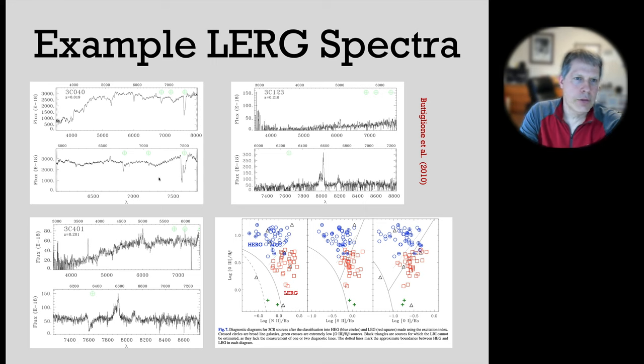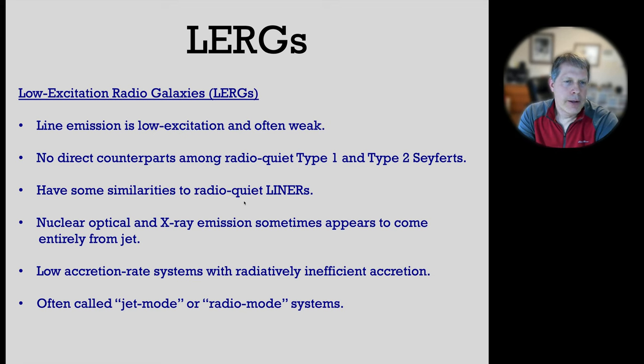And in the diagnostic diagram, the LERGs lie down in the low excitation region of the diagram. Furthermore, the nuclear optical and X-ray emission, when people study, for example, spectral energy distributions of these LERGs, sometimes appears to come entirely from the jet. So these systems often appear to be jet-dominated systems. Moreover, in contrast to the HERGs, which were the higher accretion rate systems, the LERGs appear generally to be lower accretion rate systems, where likely radiatively inefficient accretion is ongoing.